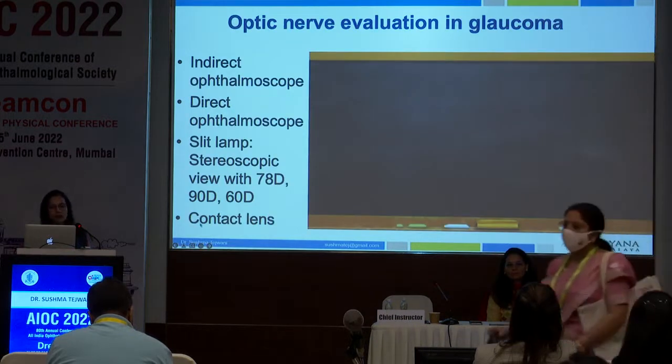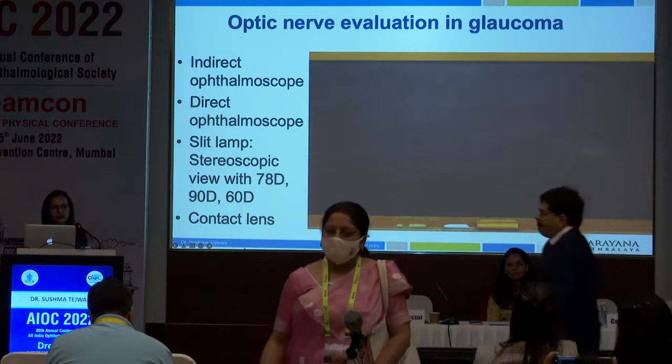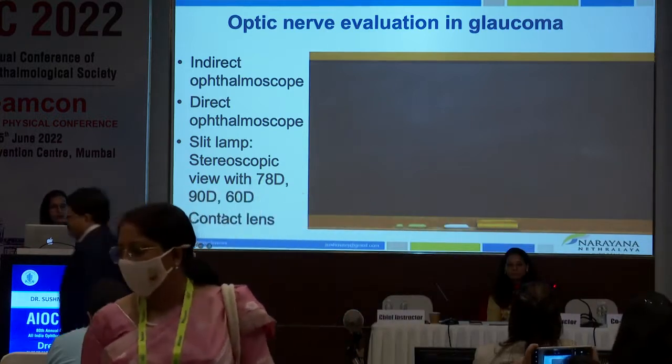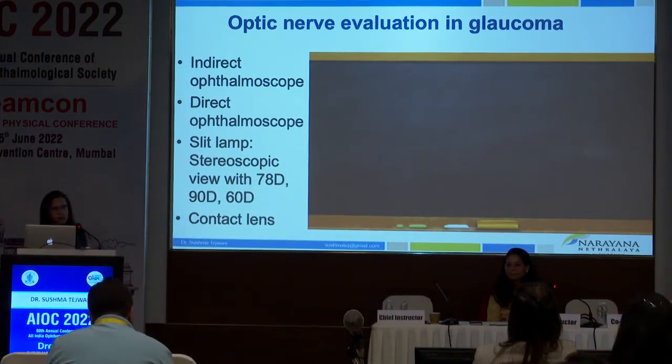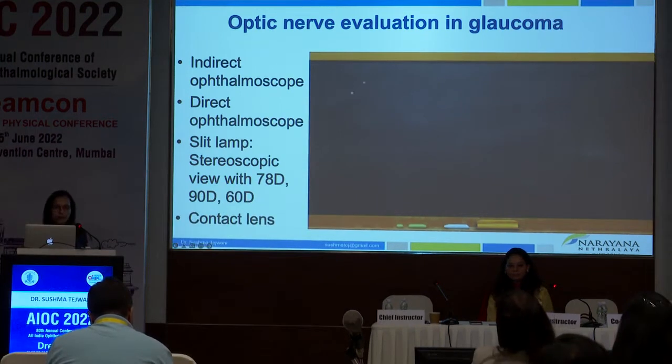So the best way to look at the optic nerve is not really the indirect ophthalmoscope or direct ophthalmoscope, because direct ophthalmoscope does not give you a stereoscopic view, and the indirect ophthalmoscope gives you a very less magnification.